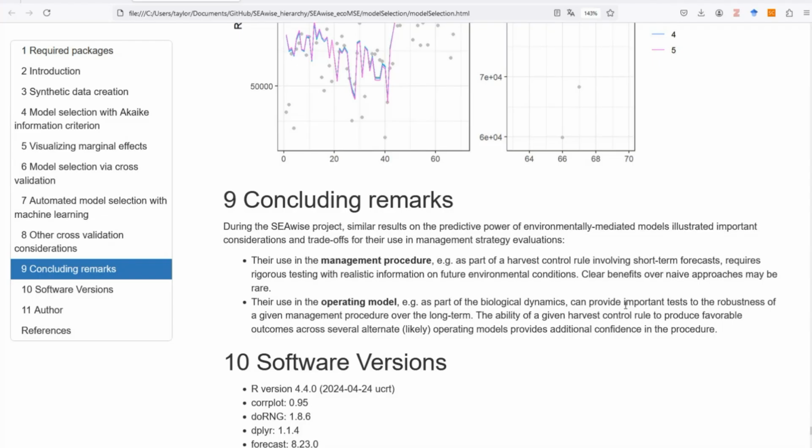Yeah, so this ability of a given harvest control rule to produce favorable outcomes across several alternate but likely operating models provides additional confidence in the management procedure. And I would leave it at that. We don't have a whole lot of time, but if there are questions.